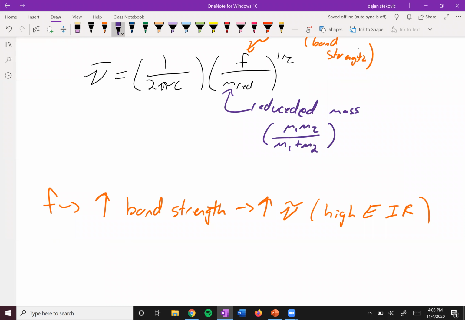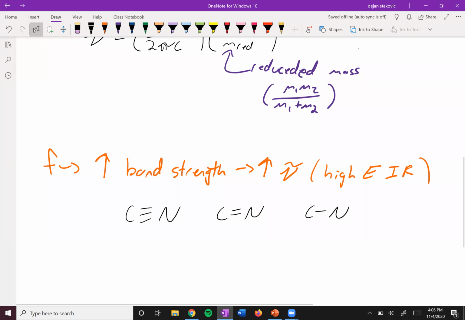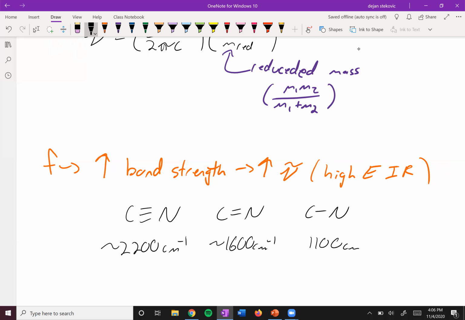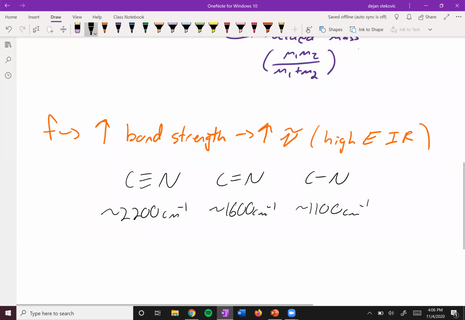And so you can see this as an example. You can see a carbon-nitrogen triple, double, and single bond. This occurs at around 2200 inverse centimeters, which is just a way of saying frequency, 1600, and then 1100, right? So you can see as the bond gets weaker from triple to single, the frequency goes down and vice versa.